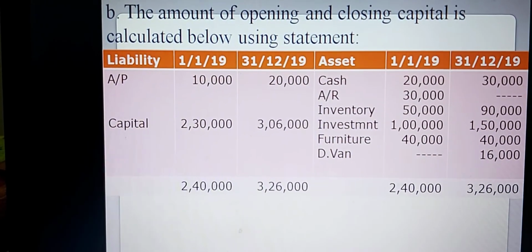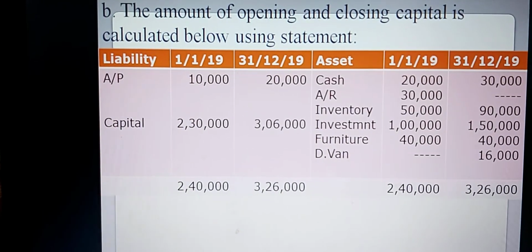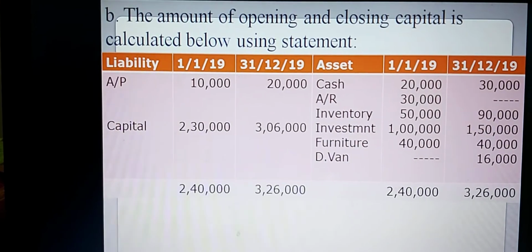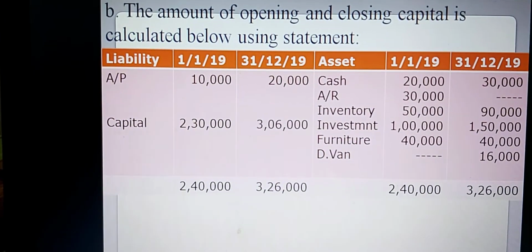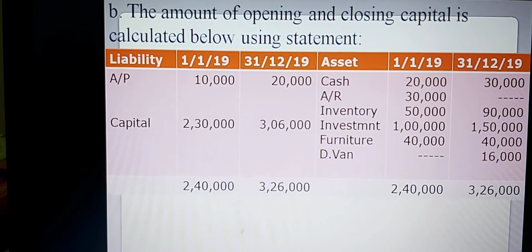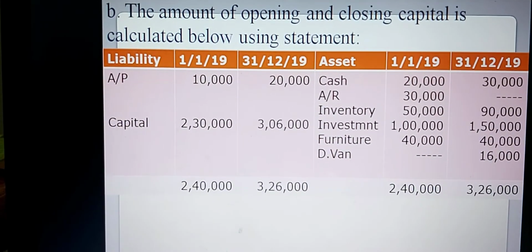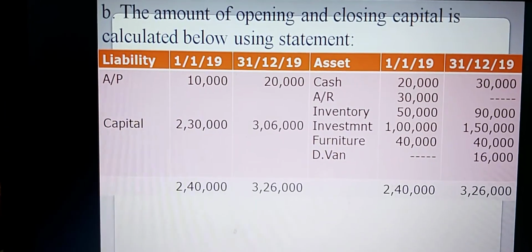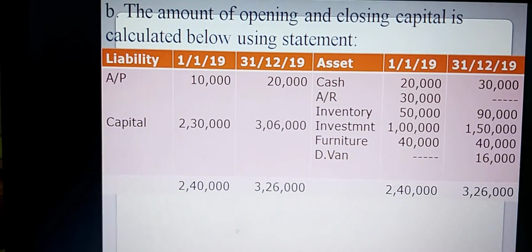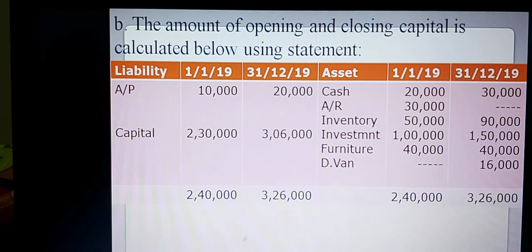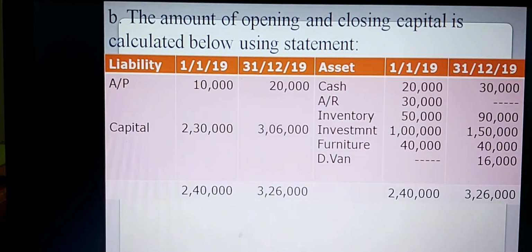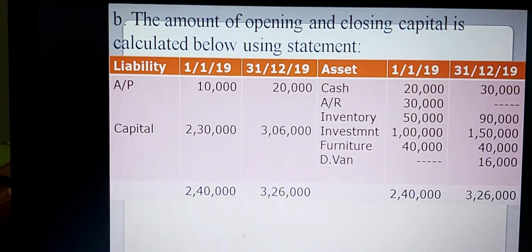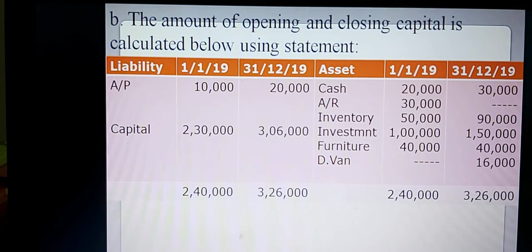Third one, inventory opening amount taka 50,000, closing amount taka 90,000. Investment opening amount taka 1 lakh, closing amount taka 1,50,000. Furniture opening amount 40,000, but without information it is to be carried on. The closing amount of this is to be treated as the opening amount, that is taka 40,000. Another one, delivery van newly purchased, the new amount always to be treated as closing amount. The closing asset, delivery van 16,000, on the asset side.